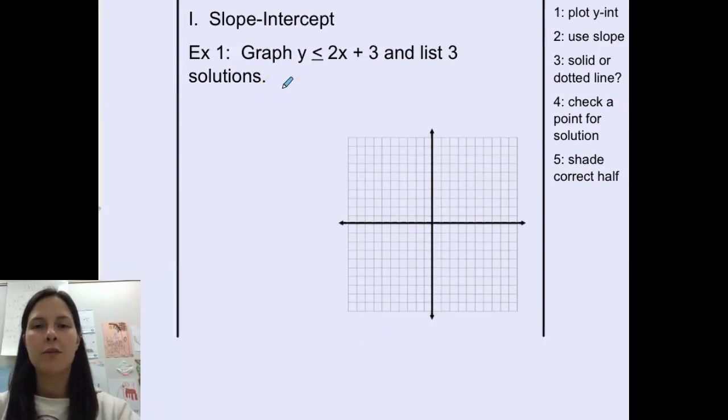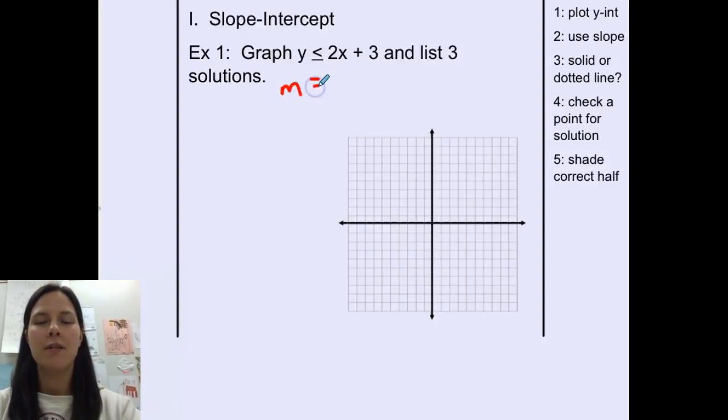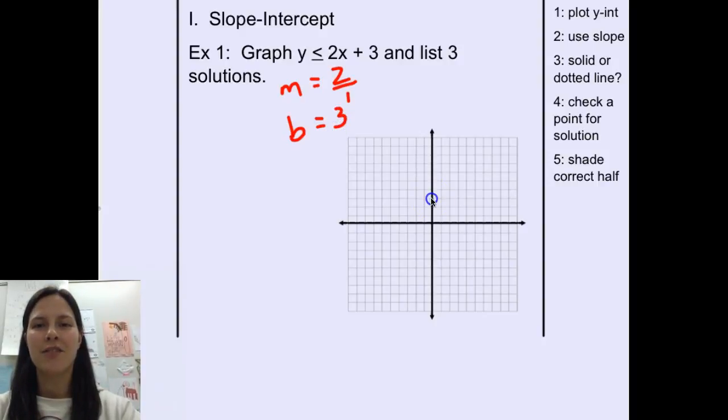We'll look at different forms for the inequality, just like we looked at different forms for equations of lines. Our first one is in slope-intercept form. We'll start by identifying the slope and the y-intercept, just like we did when we were graphing the line. Our slope is what we're multiplying by the x. It gives us rise over run. Our y-intercept is what we're adding or subtracting, and it gives us our starting value.